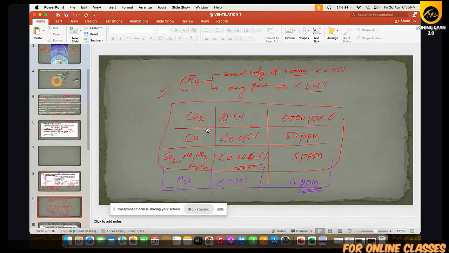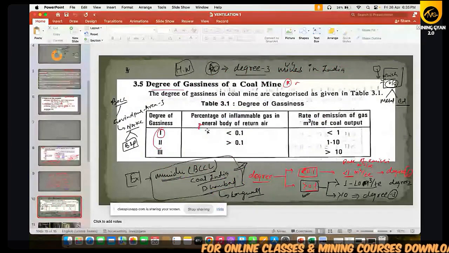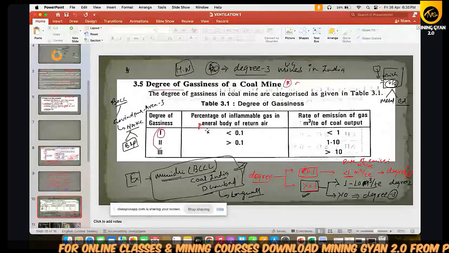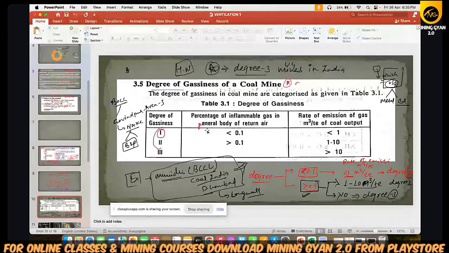Then we have seen the degree of gasiness, degree 1, degree 2, degree 3. We have divided it on the basis of the percentage of inflammable gas in the general body. If it is less than 0.1 and the rate of emission is also less than 1, then we call it degree 1. Or if the percentage of inflammable gas in the general body of the return is more than 0.1, then we divide into two types, degree 2 and degree 3.